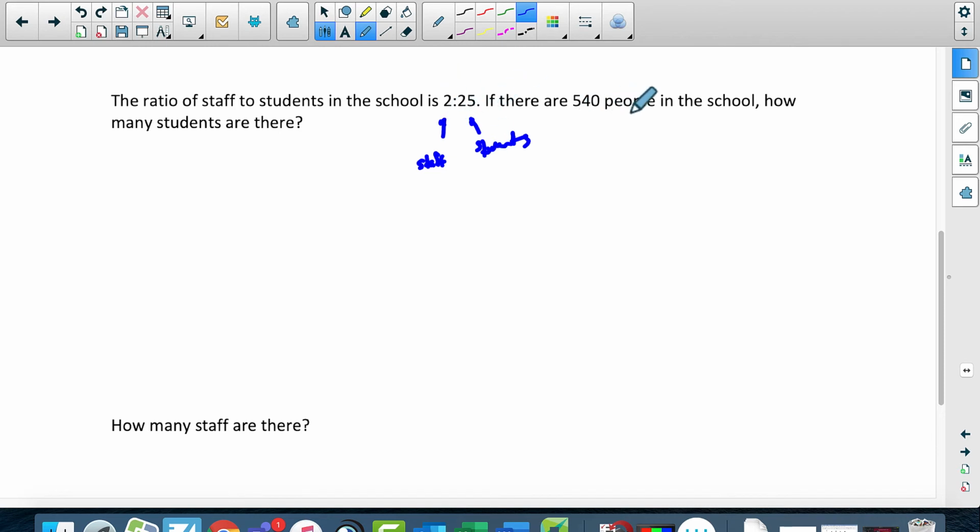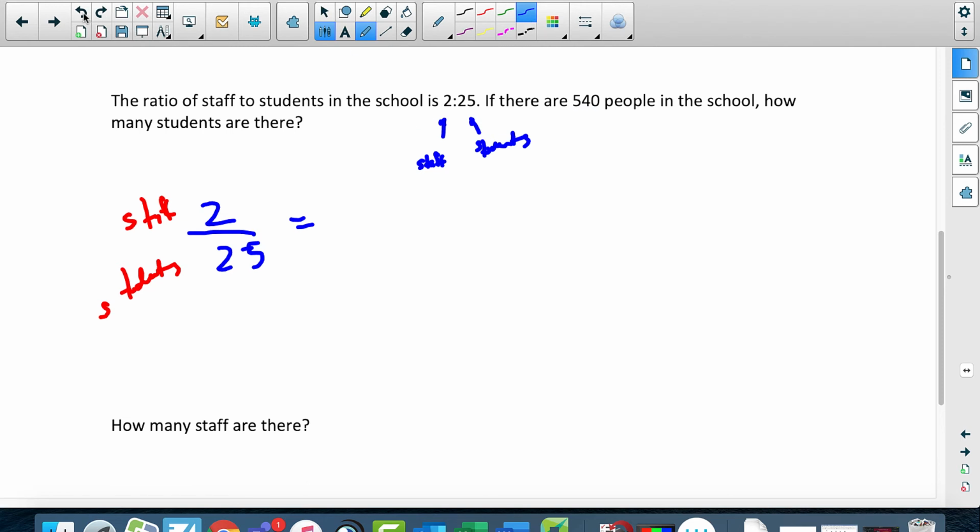Now, if there are 540 people in the school, how many students are there? Okay, so this is why people really struggle with this question. They go 2, 25, they're good students, so they even label it that the top one, the 2, is staff, and the bottom one is students, and I know you can't read any of that. Then they go to write their other fraction. There's one other number, which is 540. What's that, staff or students? Neither. What? What's going on here?